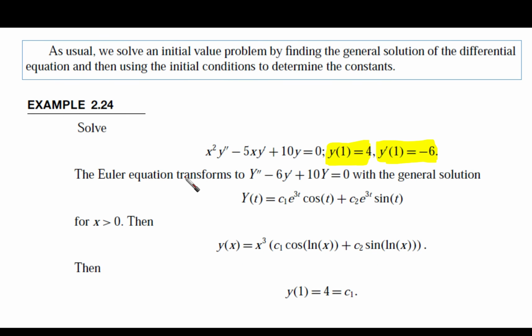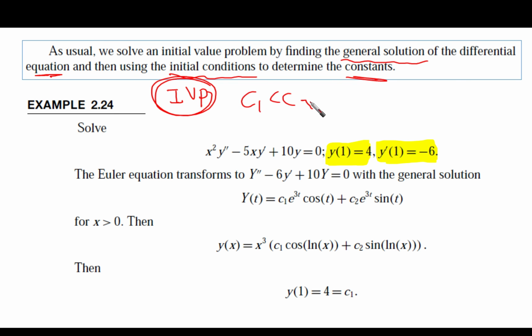Okay. Now, the last thing regarding this Euler equation is going to be the initial value problem. We want to know how to solve an initial value problem for Euler's equation. As usual, we solve an initial value problem by finding the general solution of the differential equation first, and then using the initial conditions to determine the constants. We are going to find some constants like C1, C2, and so on, right? So how to get rid of these constants? We're going to substitute with the initial conditions that we have in our problem. Okay, let's have an example and see.